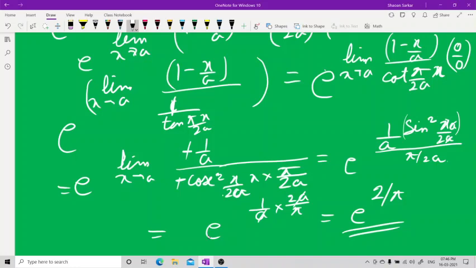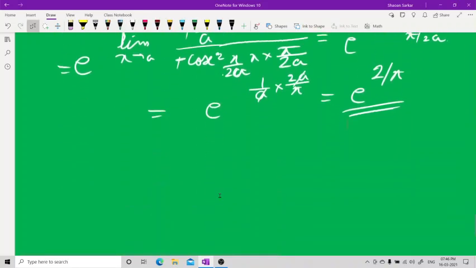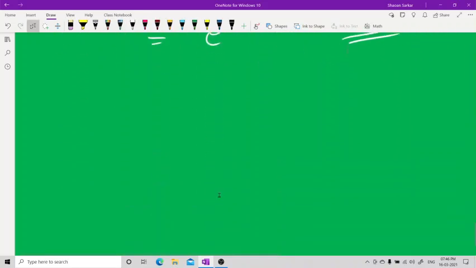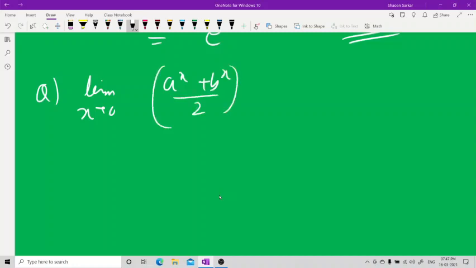Now if you see, let us do some more questions on this type. You can see this one. Question: limit x tending to 0, (a to the power of x plus b to the power of x by 2) whole to the power of 1 upon x. This is of the form 1 to the power of infinity as x tends to 0.